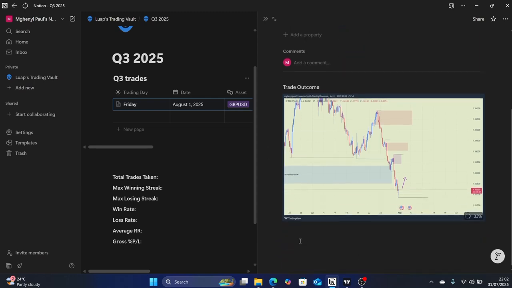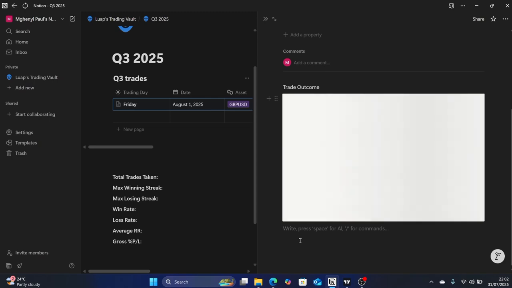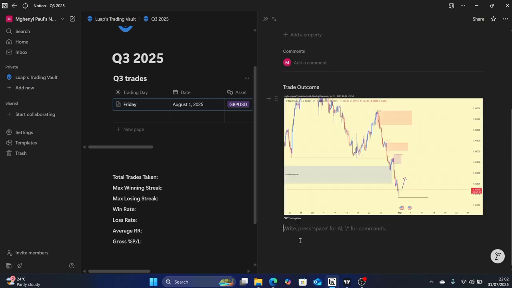Then you can continue journaling. You can say, based on the chart, I have seen that price has taken out the inducement. Then after that, price mitigated the high time frame PD array, so I had to shift to the lower time frame.